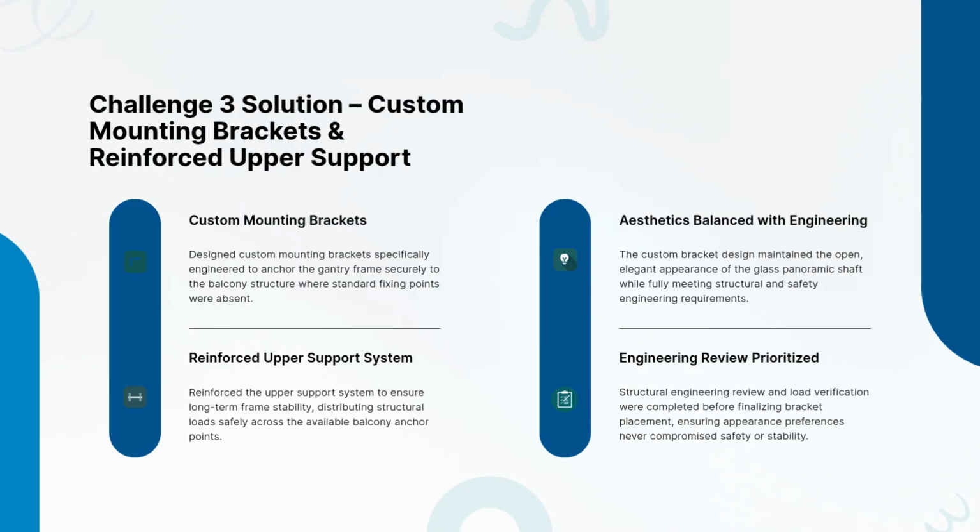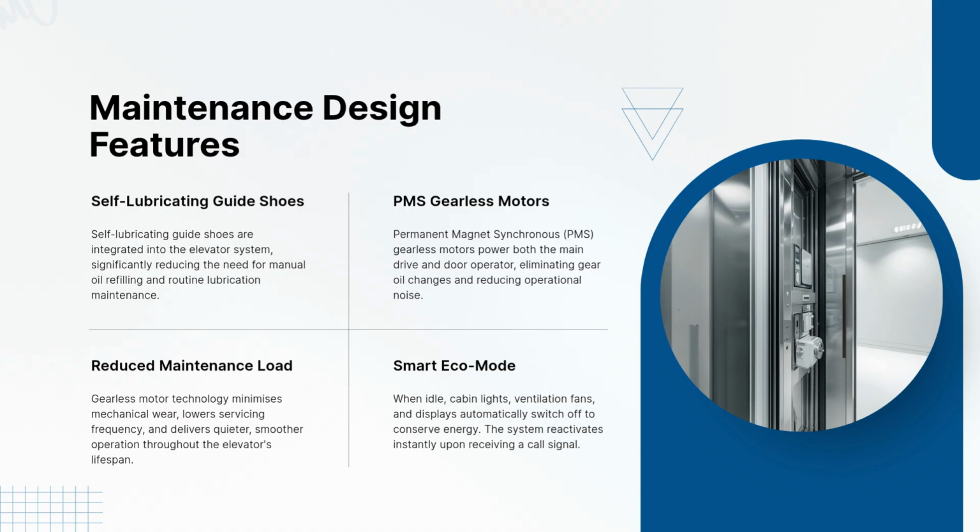The solution was to design custom mounting brackets and reinforce the upper support system. This helps stabilize the glass shaft and secure the gantry frame. For balcony side elevator installations, the best-looking location is not always the easiest structural location. Engineering review must come first.